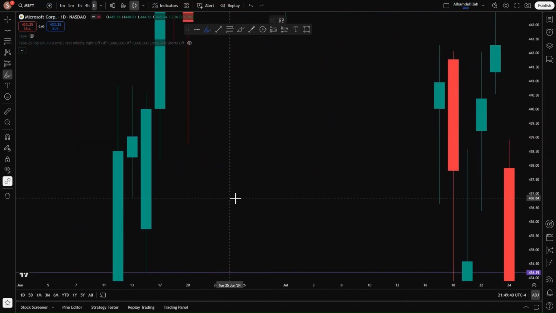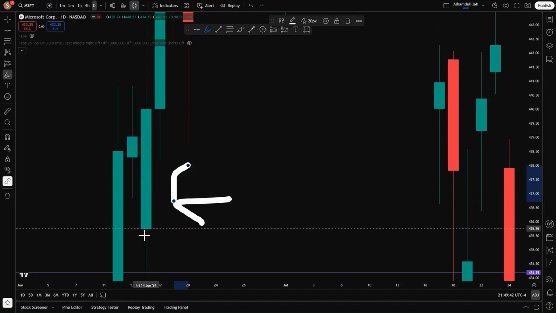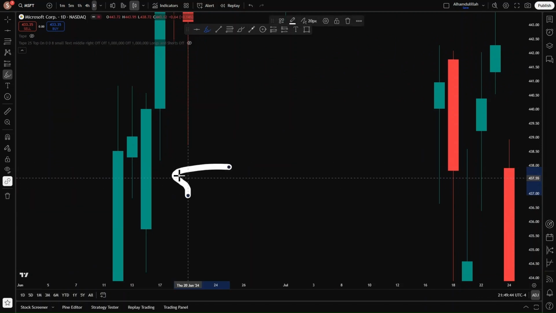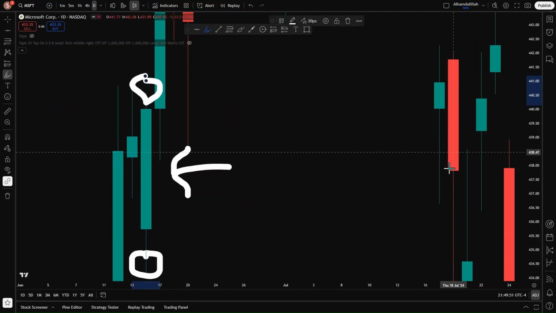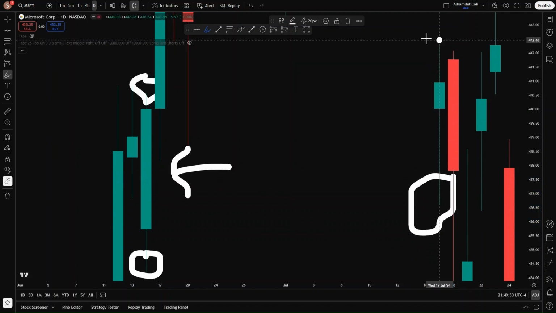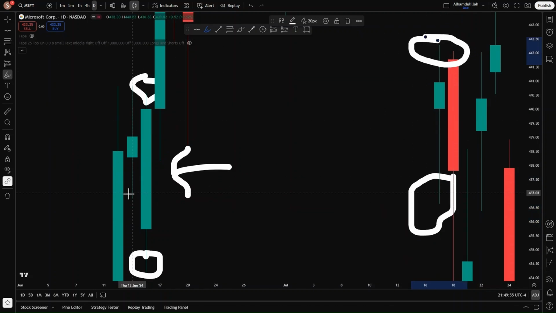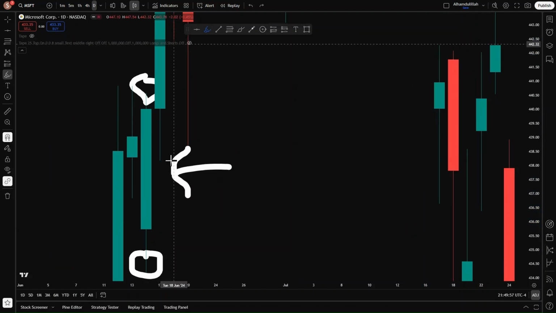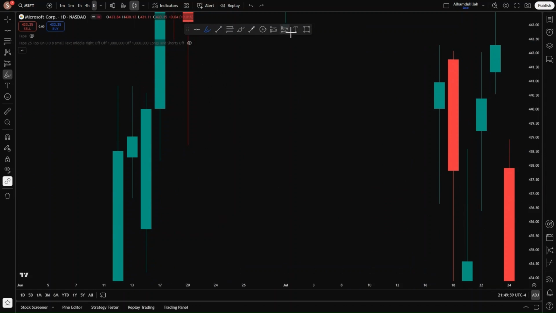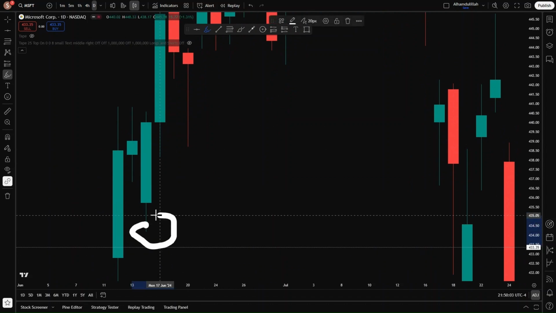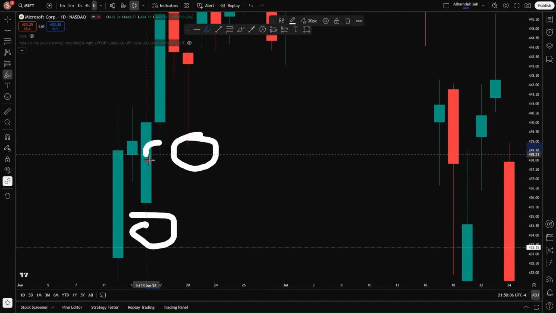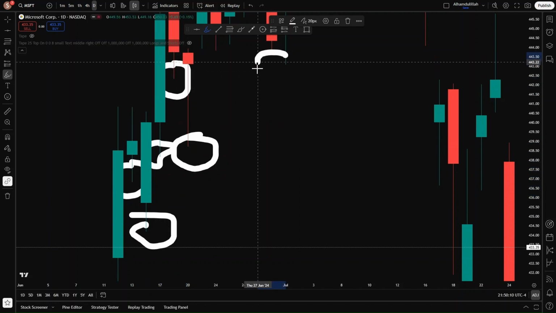So just like we know, candlesticks have two sides to them. Okay, candlesticks have the bottom wick and then they have a top wick. Every single candlestick has a bottom wick and a top wick. Okay, but if we're looking for a long trade, we're only going to be paying attention to the bottom wicks, bottom wicks, bottom wicks.